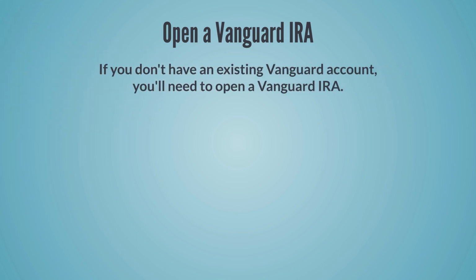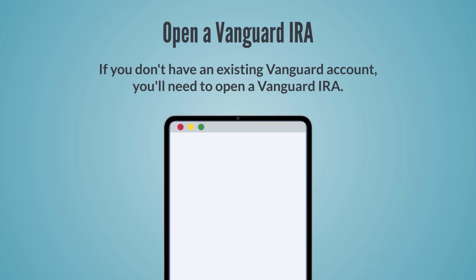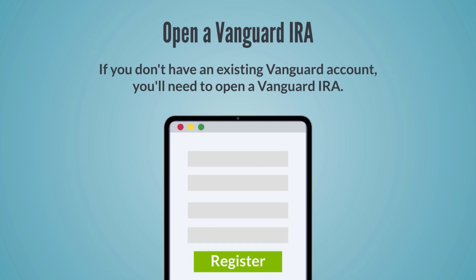Open a Vanguard IRA. If you don't have an existing Vanguard account, you'll need to open a Vanguard IRA. This can often be done online by filling out an application on the Vanguard website. You'll need to provide personal information and decide whether you want a traditional IRA or a Roth IRA. For a 401k rollover, you'll likely choose a traditional IRA.